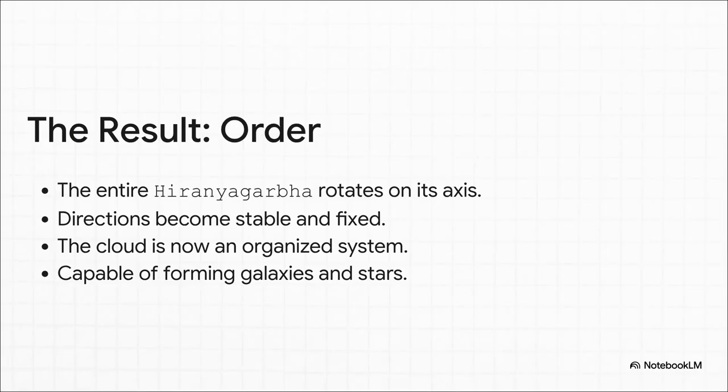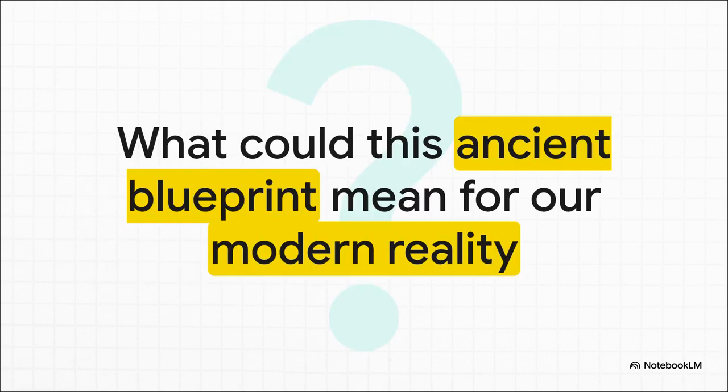And the result is just a total transformation. That once formless cloud, it now has structure and order. It begins to rotate on a fixed axis, creating a stable, self-sustaining system. The perfect cosmic nursery, ready for galaxies, stars, and planets to eventually emerge. So there you have it, a blueprint for a universe born not from random chaos, but from a precise sequence of coded vibrations. It's a fascinating perspective, and it leaves us with this one last question to chew on. If the universe could be, in a sense, sung into existence, what does that say about the very nature of reality itself?